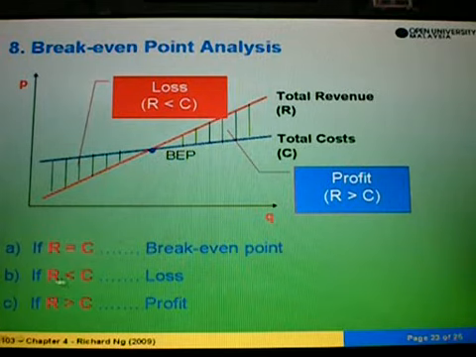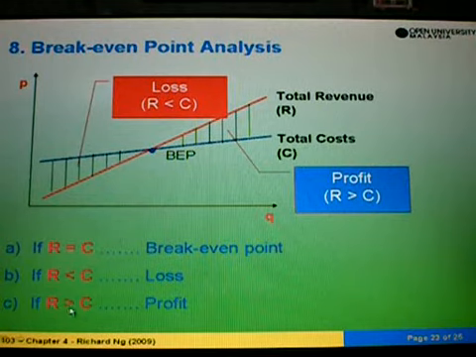If revenue is less than cost, then the company is running at a loss. When revenue is higher than cost, then it will be profit.